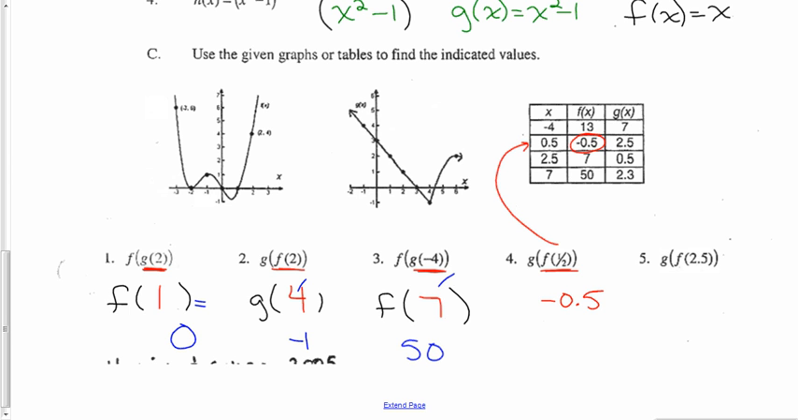And once I have that, I would like to take g of that value. So g of -1/2, I don't have that in my table, so I do kind of need to look at my graph now. And when I take g of -1/2, that is approximately 3.5.